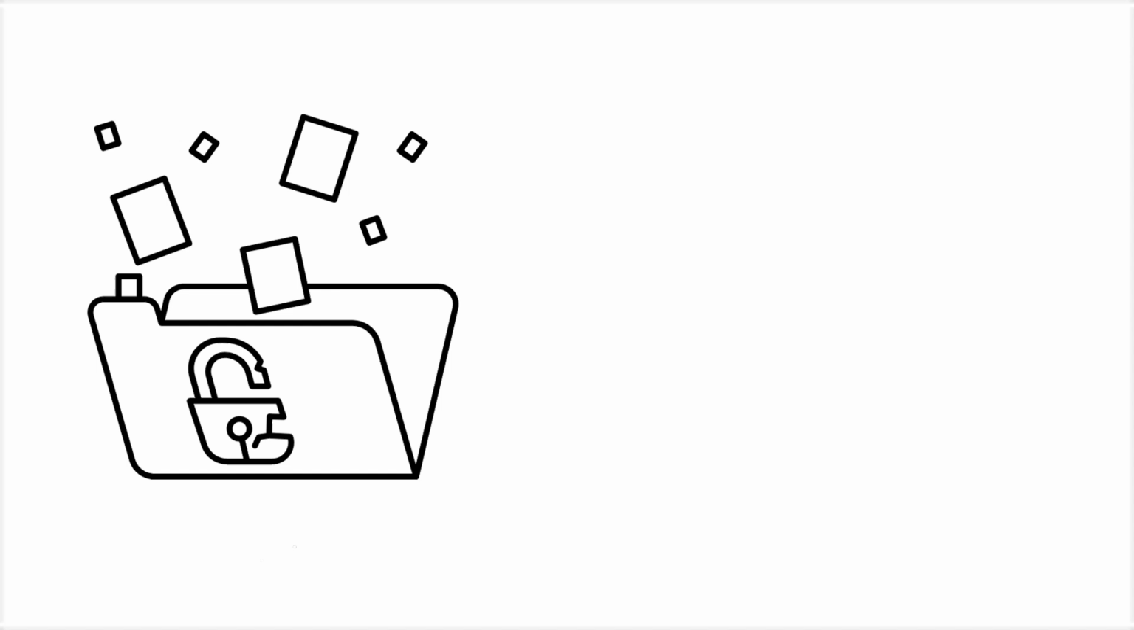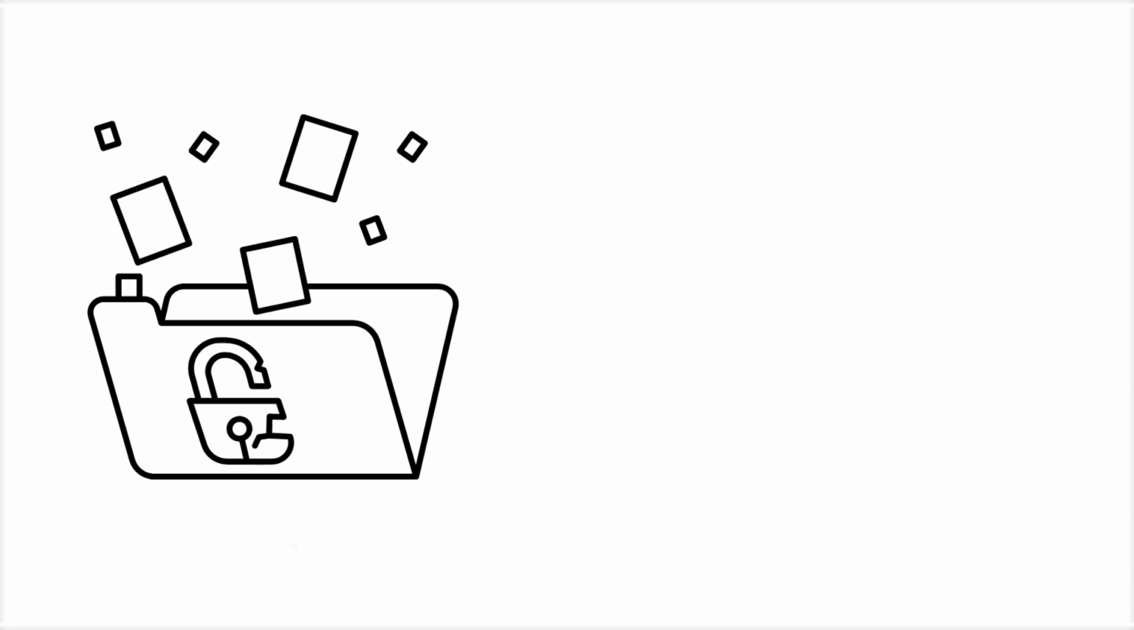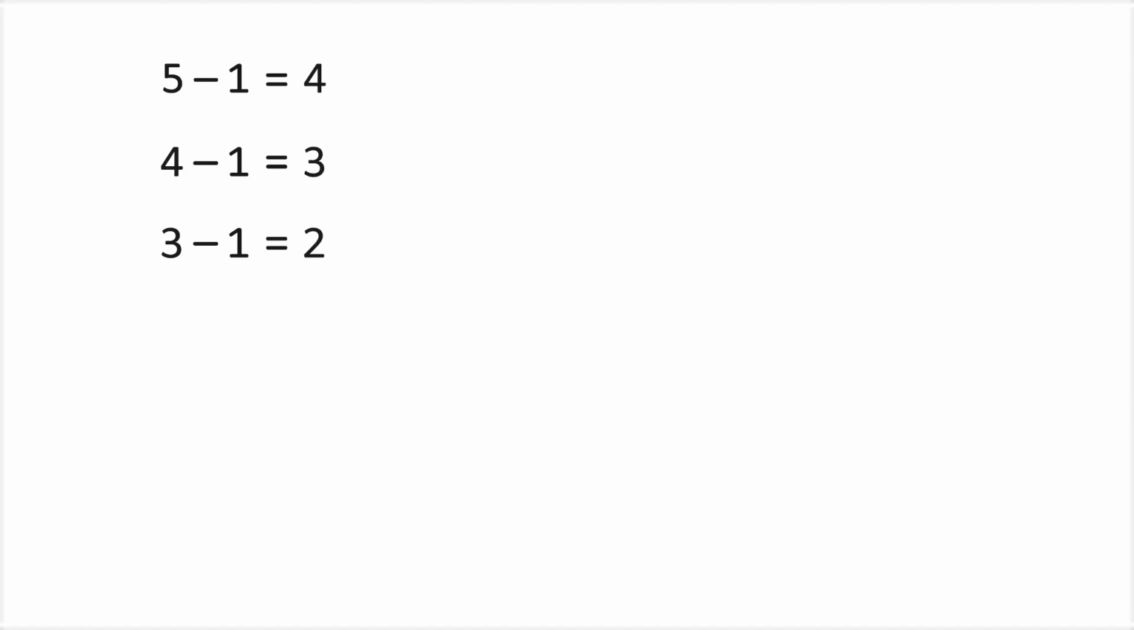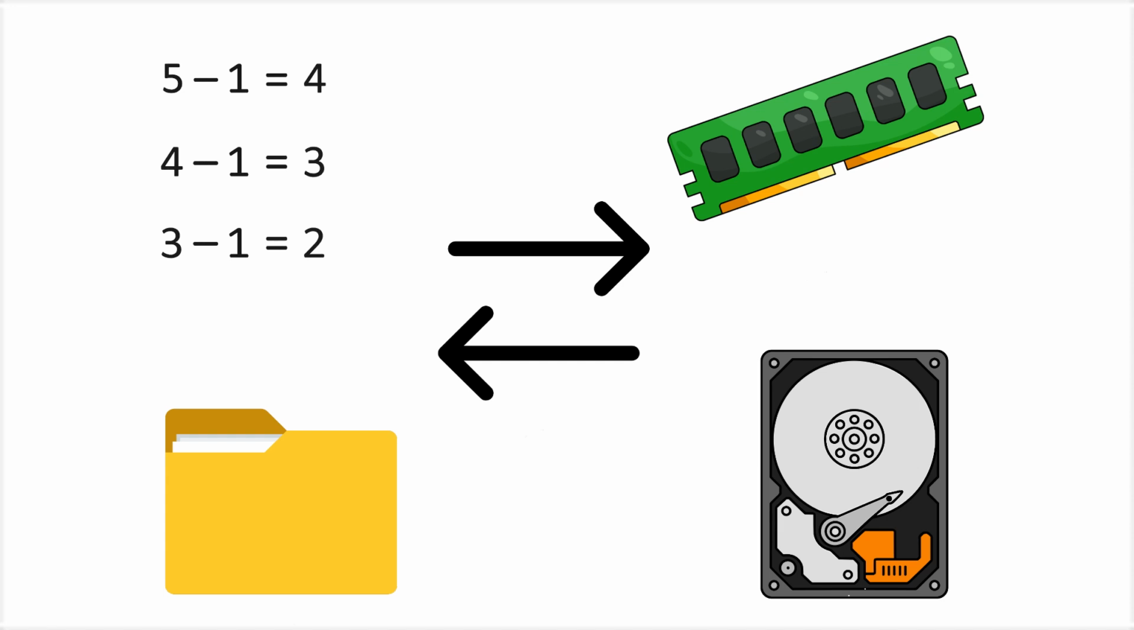Some data is temporary, like numbers being calculated or text being processed. Other data might be more permanent, like files being saved. Temporary data usually lives in memory. Permanent data is written back to storage. This back and forth happens automatically, without you noticing.